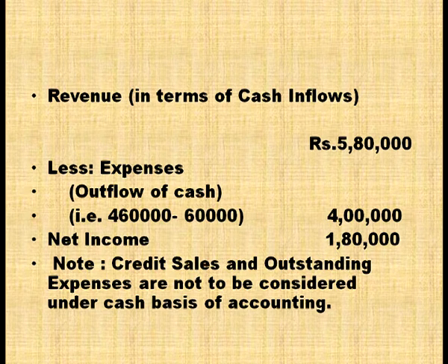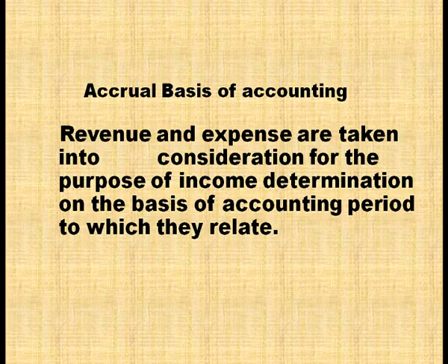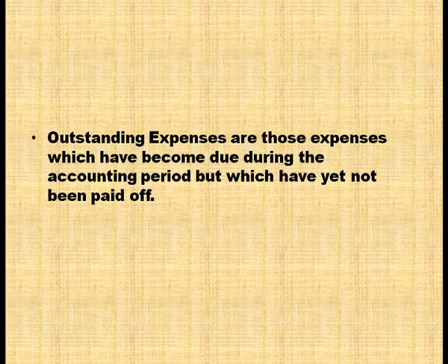Next type, accrual basis of accounting. Here, revenue and expense are taken into consideration for the purpose of income determination on the basis of the accounting period to which they relate. Outstanding expenses are those expenses which have become due during the accounting period, but which have not yet been paid off.